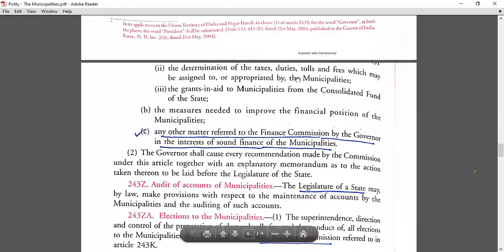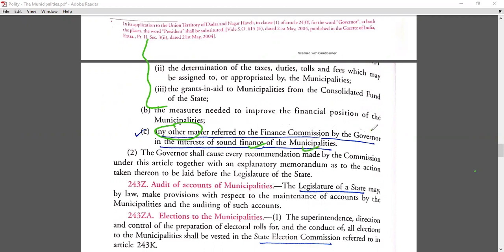The determination of taxes, duties, tolls, fees, which may be assigned to or appropriated by the municipalities, the granting of aids to municipalities from the consolidated fund of the state, everything will be recommended by the State Finance Commission. The measures needed to improve the financial position of the municipalities, any measure if it is needed to improve the financial position, it will be recommended by the State Finance Commission, and any other matter referred to the Finance Commission by the governor in interest of sound finance of the municipalities. Apart from these, any other matter, if it is required in the interest of sound finance of the municipalities, it has to be given by the governor.